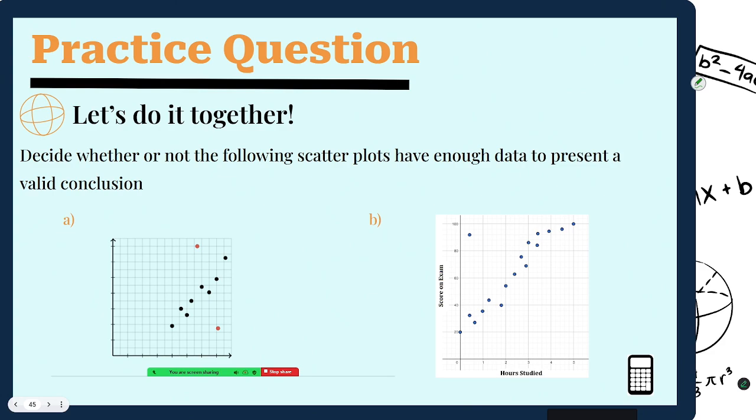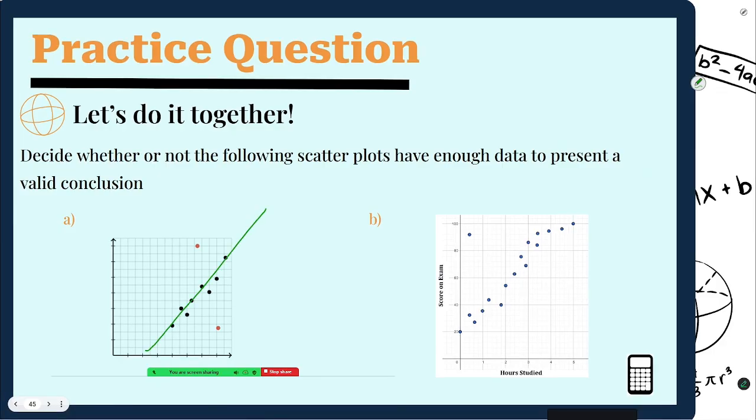In graph A, we have a really strong line of best fit that passes through most of our data points, and they're really close to our line of best fit. Then we have an outlier on top and an outlier on the bottom, but because of where they're seated, they actually balance out our data points and make it so that we still have a strong correlation. This line of best fit does divide our data points in half.